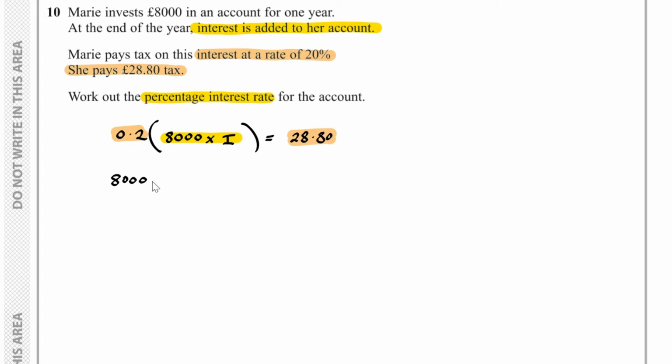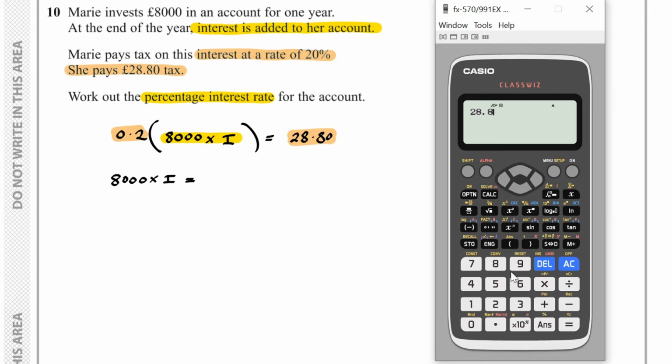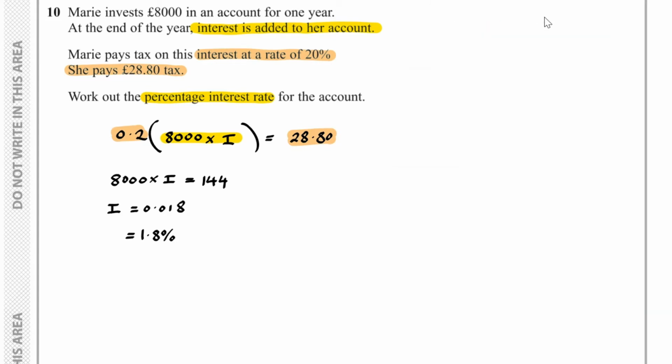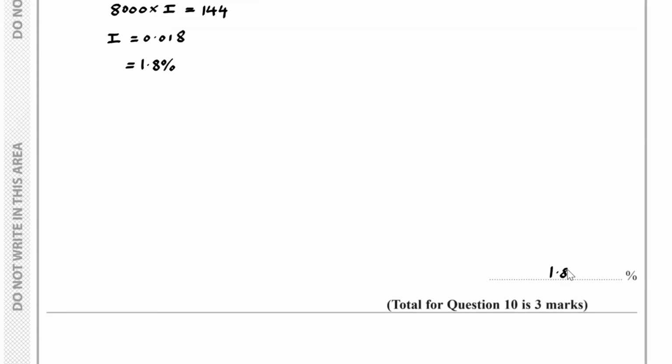So we've got 8,000 multiplied by I, which is equal to 28.8 divided by 0.2, which is 144. So therefore I, that's equal to 144 divided by 8,000, which is 0.018. So this is the interest as a multiplier. So therefore, as a percentage, multiplying this by 100, we end up with 1.8%. Okay, so we have 1.8%.